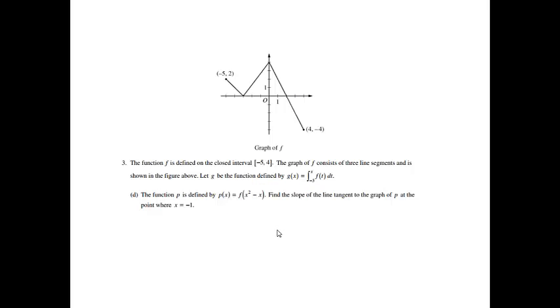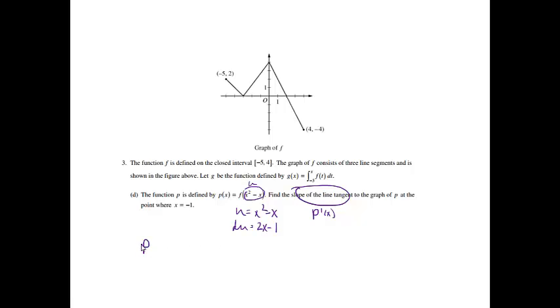Okay, part D. The function p is defined by p of x equals f of x squared minus x. Find the slope of the line tangent to the graph of p at the point where x equals -1. So if they're asking me for the slope of the tangent line, they're basically just asking me for the derivative again. So I'm going to take the derivative of this. I do see parentheses on this one, so I'm actually going to do a u substitution. I'm going to let u equal x squared minus x, and du would equal 2x minus 1.